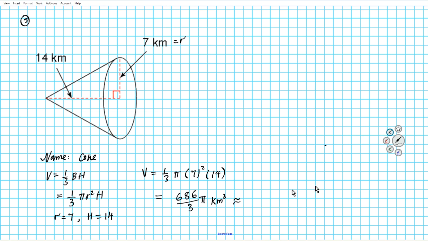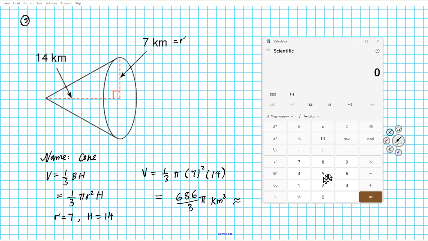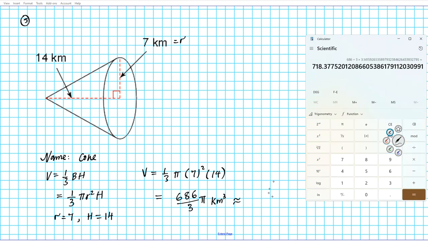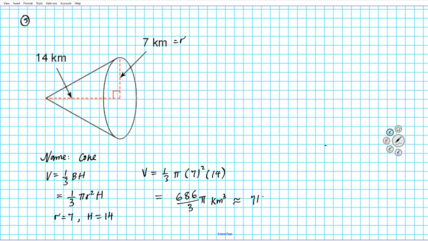And then we want to round it up to 2 decimal places. We can just enter it into a calculator. So we have 686 divided by 3 times pi. And then we get 718.38. So it's approximately 718.38 kilometers cubed for the volume. Okay, so there you have it.